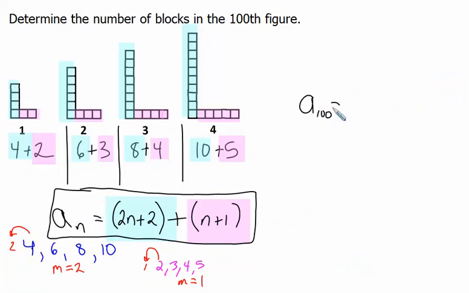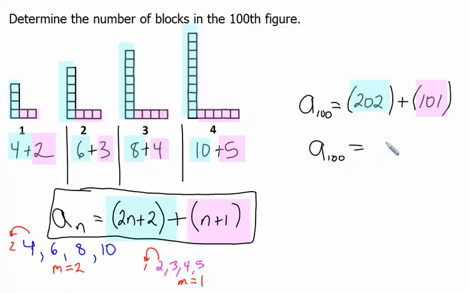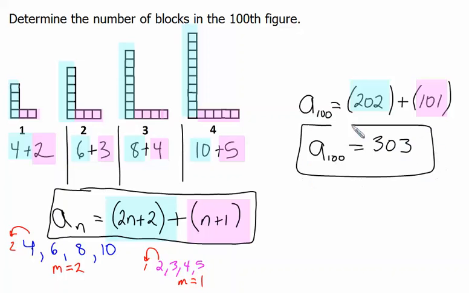So when we plug in 100 for n, it turns out to be 202 plus 101, and that just comes from plugging in n equals 100. And if you add up 202 plus 101, we get 303. So either strategy, we get the same number.